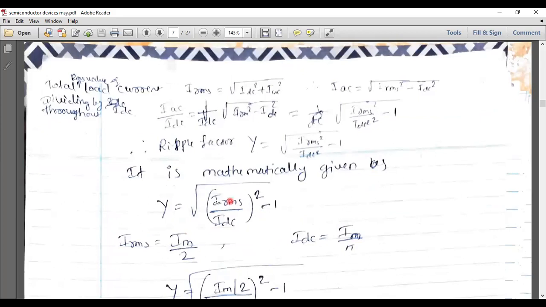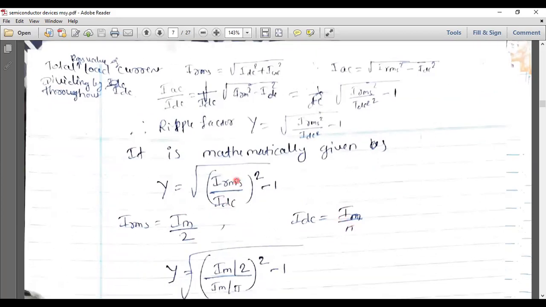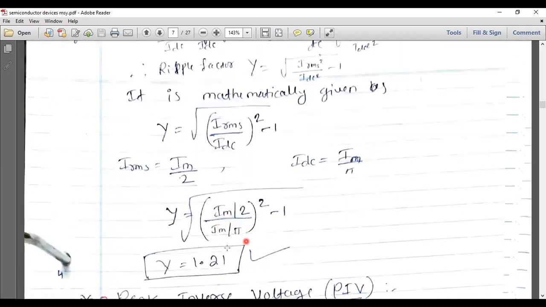In this equation, what is the value of IRMS? Derivation they don't ask you to derive, but a formula you have to remember. IRMS equals, we just derived, right, IM by 2 and IDC equals IM by pi. So IM by 2 and IDC by pi you substitute here and you will get the answer.